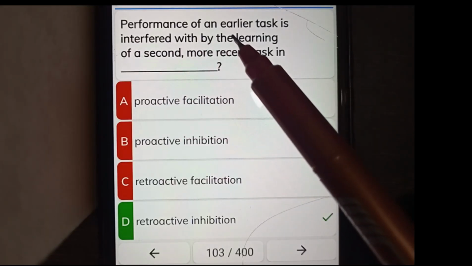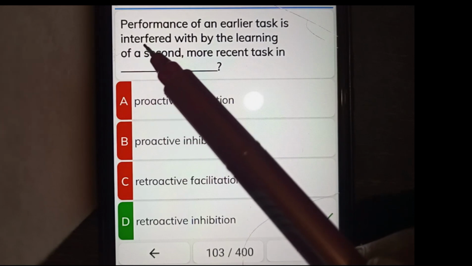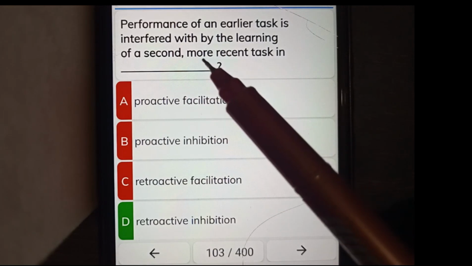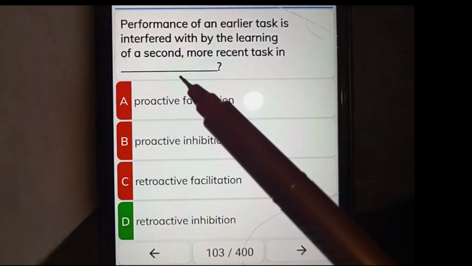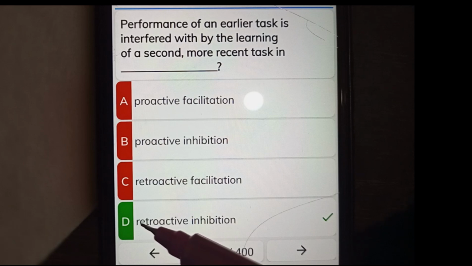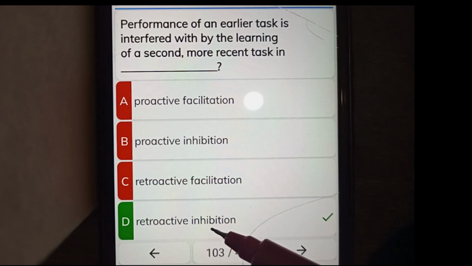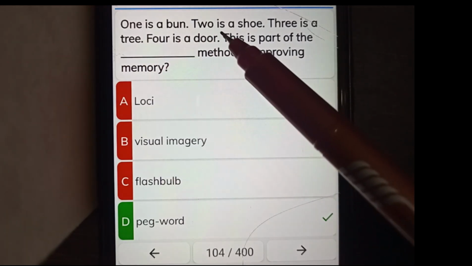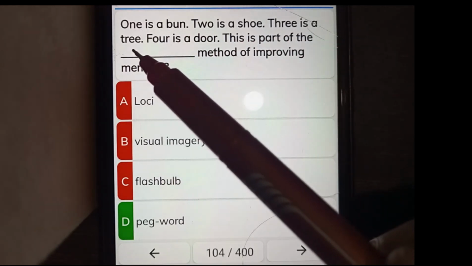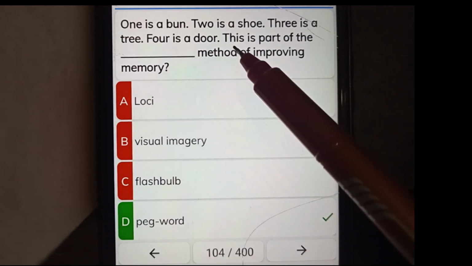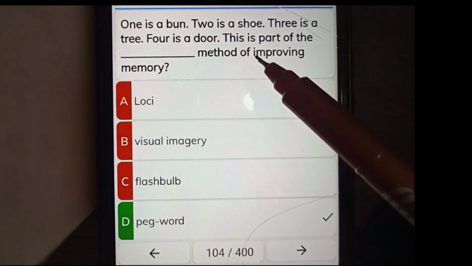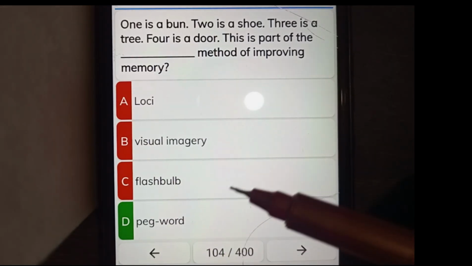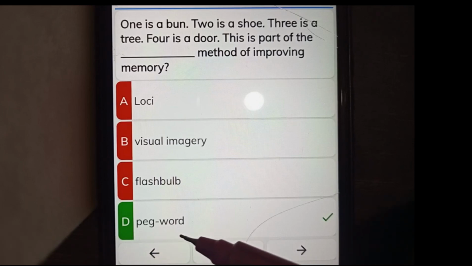Performance of an earlier task is interfered with by the learning of a second, more recent task in dash. The D answer is correct answer, retroactive inhibition. 1 is a bun, 2 is a shoes, 3 is 3, 4 is a door. This is part of dash method of improving memory. Pitch word. The C answer is the correct answer. D, sorry.